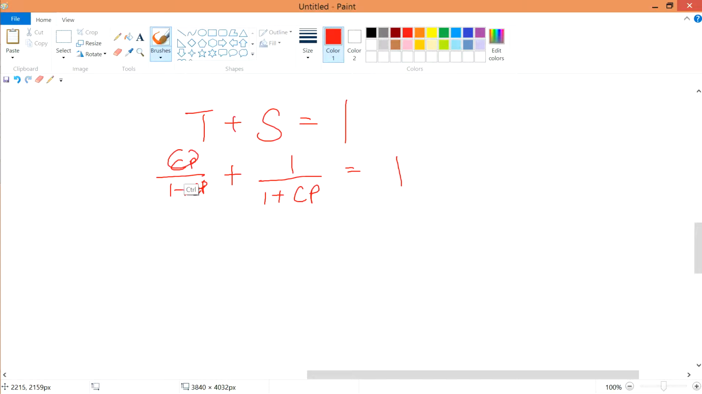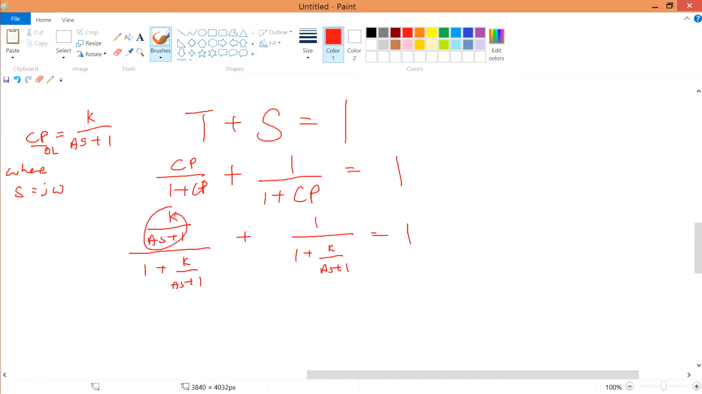So for this transfer function, I'll keep it simple. I'll say CP is equal to some transfer function K over AS plus 1, where CP is simply a controller and a plant. That's all, it's just an open loop CP. So we're analyzing the open loop system, defined as OL over here. It's not office lady, it's open loop. Where S is equal to j omega. If I do that, then what can I see from here? I'll just sub it in, and I'll have all these things out already.